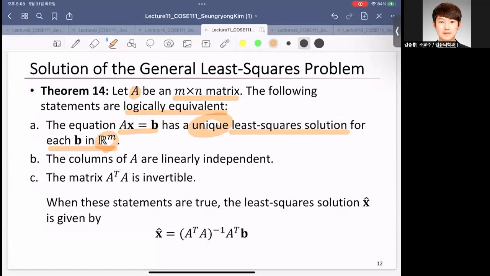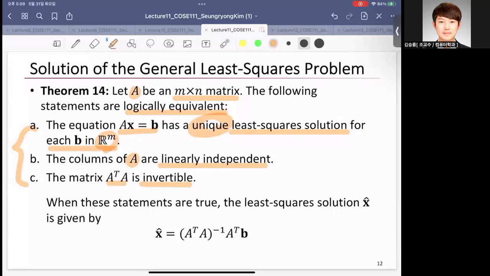The second statement is the columns of matrix A are linearly independent. Third one is matrix A transpose A is invertible. In this case, these three statements are all logically equivalent. I mean, all true or all false. This is Theorem 14.